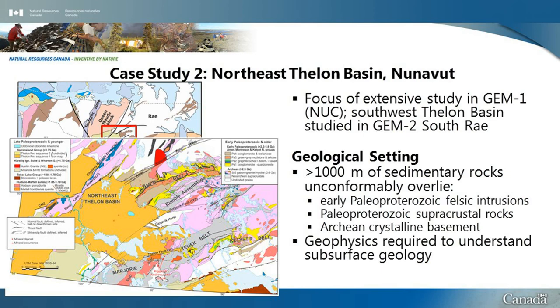Both host uranium deposits. The Thelon is 1,000 meters of sedimentary sandstone and conglomerates that overlie Paleoproterozoic supracrustal belts that underlie the central axis of the basin, and Archean basement that transects it. There are some shear zones that cut the basin that you can't necessarily see in the geology. There are 1.83 Ga Hudson granite and Martel syenite that intrude the southeastern margins, and 1.76 Ga Nueltin granite that variably intrudes the whole area.